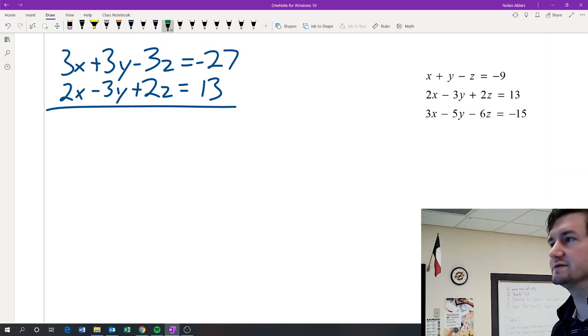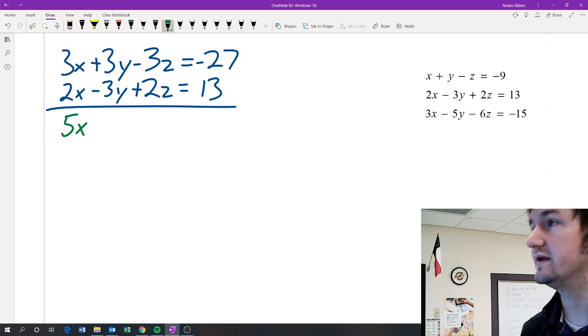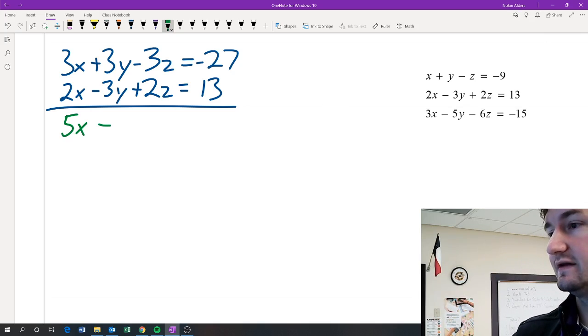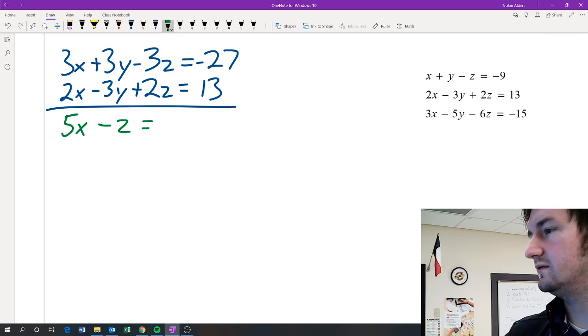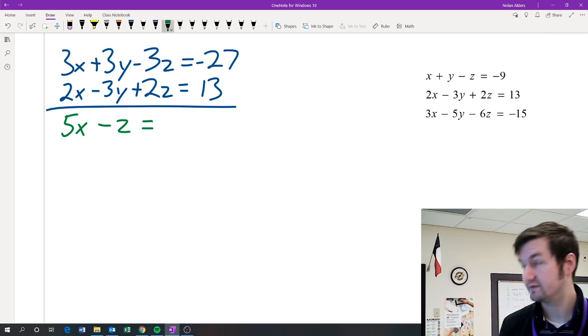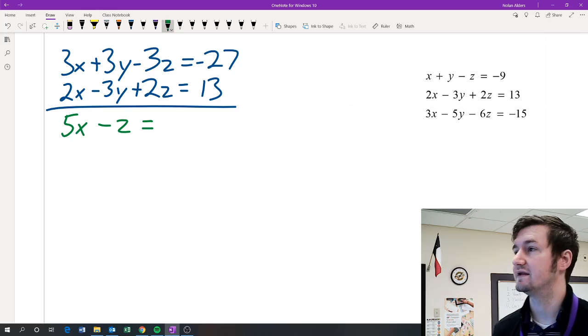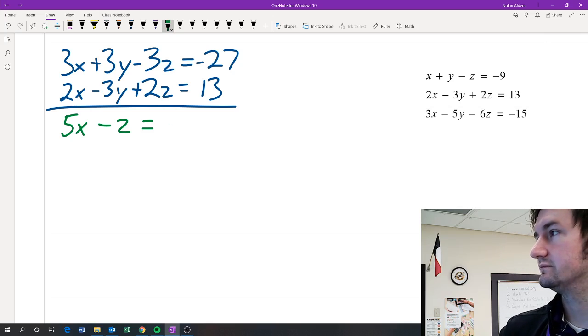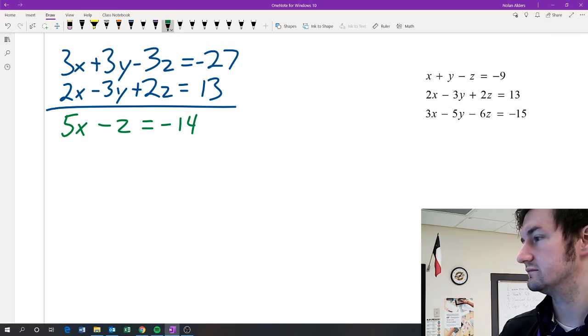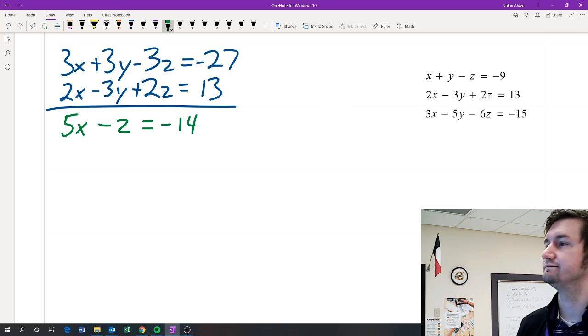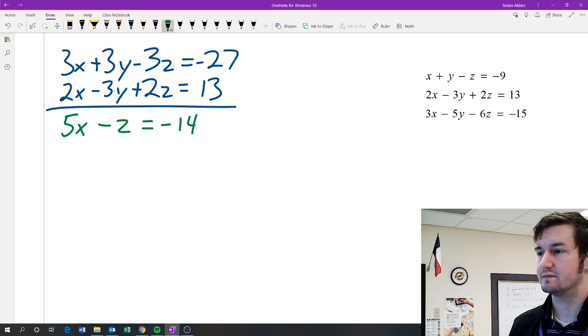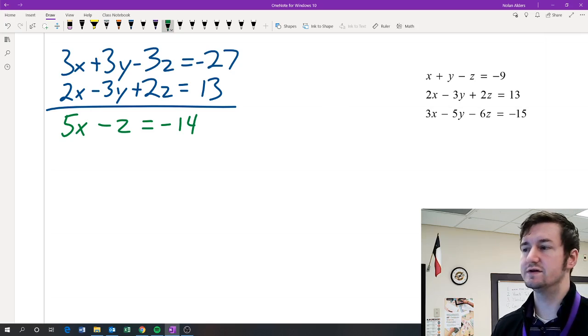and we'll get a new equation. So 3x plus 2x is 5x. 3y plus negative 3y is 0, so those cancel out. And then negative 3z plus 2z is just negative z. And all of that equals negative 27 plus 13, which is negative 14. That's right. Okay, so this is our first new equation.